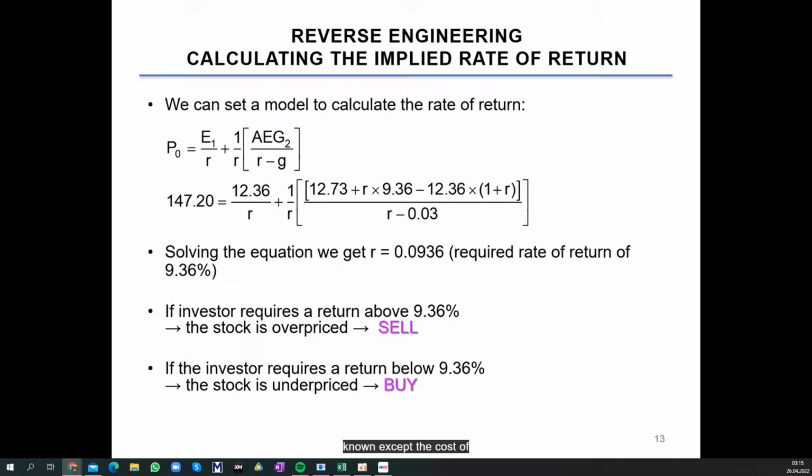Everything is known except the cost of equity capital, so we can do the math and solve for R. This is equal to 9.36%. If we think that the cost of equity capital of 9.36% overestimates the risk of the stock, then it is likely that the stock is undervalued, and if we think that the cost of equity capital of 9.36% underestimates the risk of the stock, then it is likely that the stock is overvalued.